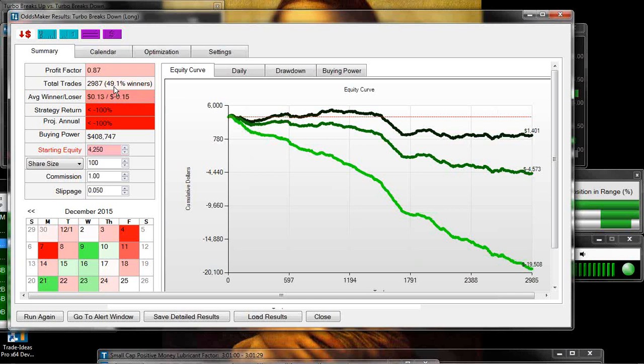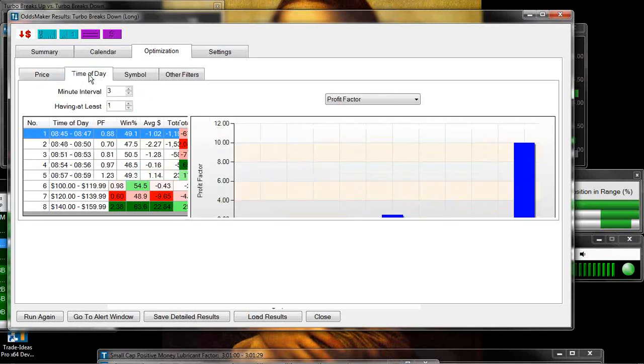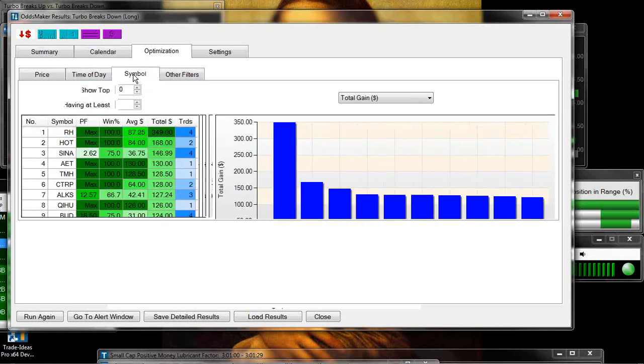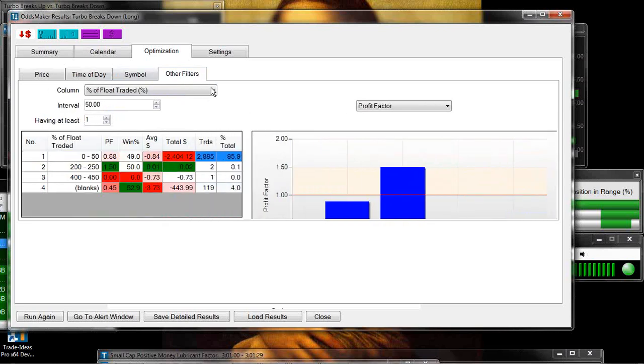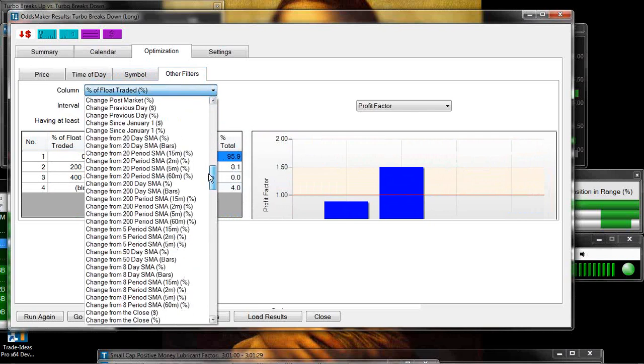So if we wanted to try to improve this statistical output as a human being, we would have to go to the optimization tab and start trying to find certain ways we could optimize. And here's what we have as far as what we can optimize by. We can optimize by price, time of day, or symbol. Or we can optimize by any other filter that is contained within Trade Ideas.